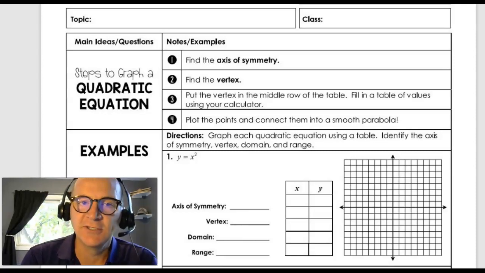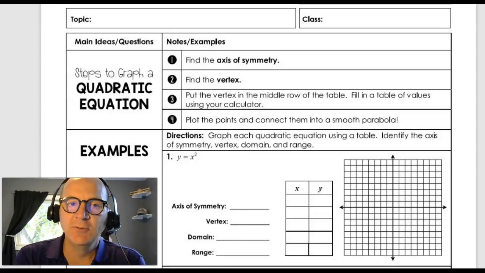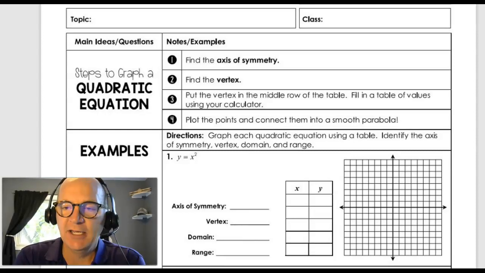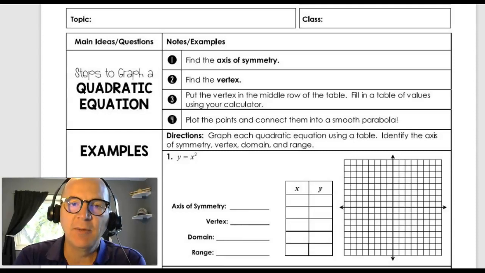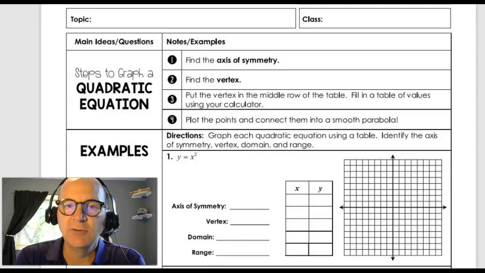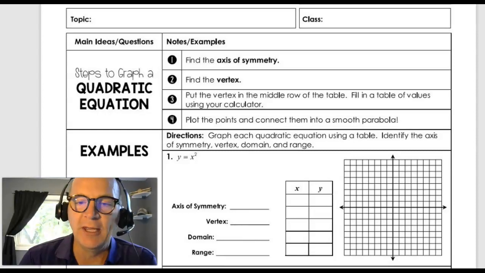Well, hello, scholars. Today we're going to look at the steps that we need to follow in order to graph a quadratic equation. Though we are going to come up with some of the quadratic equations using individual points, you can certainly use your graphing calculator or Desmos to help you with some of those. And then we're also going to take a look at a couple of characteristics, specifically the domain and range.